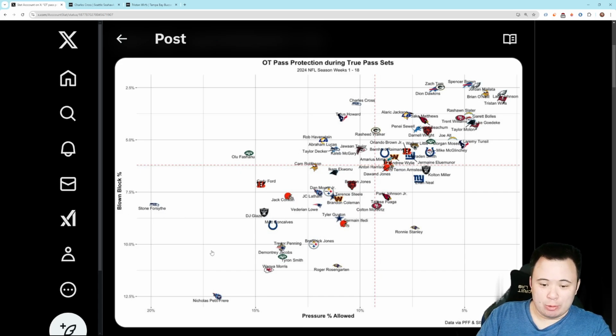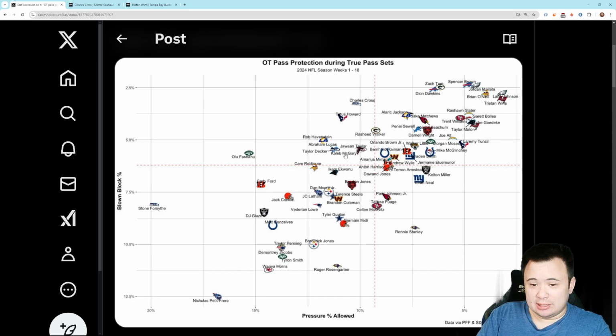He had, by a wide margin, the highest pressure rate of any qualifying tackle in the league, about 20%. He allowed pressure on about 20% of his true pass sets, which is really bad. His blown block rate was above average. It was somewhere around, what would this be, like a little more than 8%, which is bad. But we can also see it's nowhere near the worst. We can find probably a dozen guys who had a higher blown block rate, and yet his blown block rate didn't really correlate that well to his pressure rate.